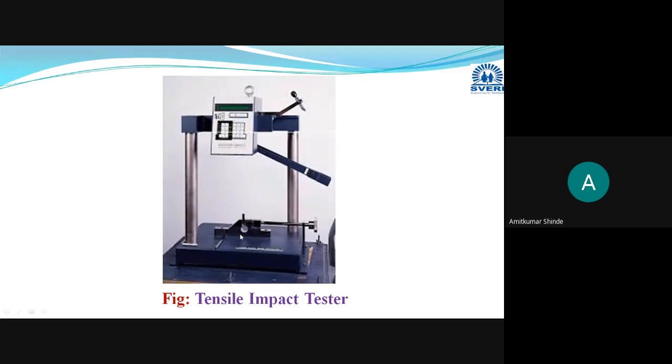One end will be fixed and one end will be free, and on that free end the pendulum will strike. Due to this impact, and as it is a cantilever beam, some tension is also created along the length, and the specimen breaks. You have to collect the reading, the value you get at the end. It will be termed as tensile impact energy.